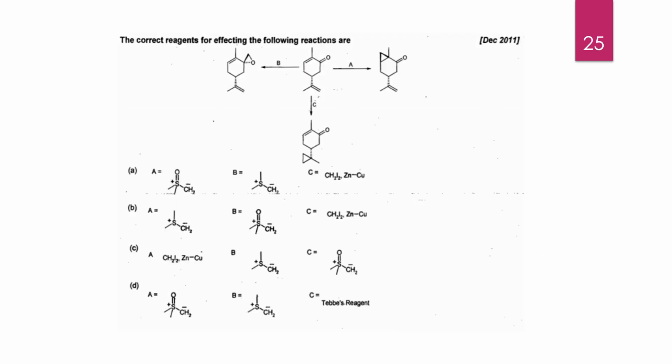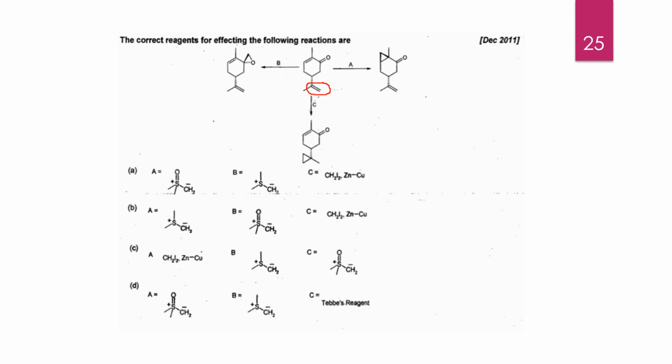So this is the last problem of today's session. We have come to the end. The correct reagents for effecting the following reactions are... So here, see, it's complicated. From a single substrate, three types of products have been shown. For different products, you need different reagents. There is a carbonyl group, there is an alpha beta unsaturated double bond, and there is an electron rich double bond. There are three types of unsaturation.